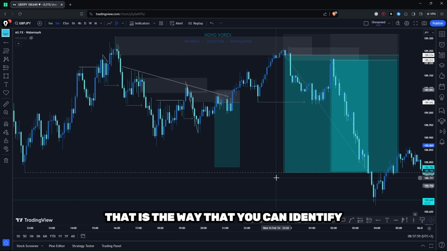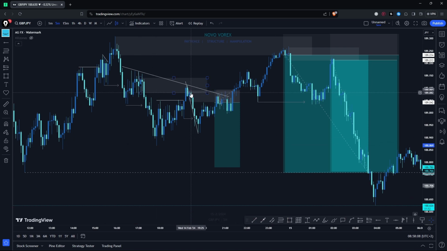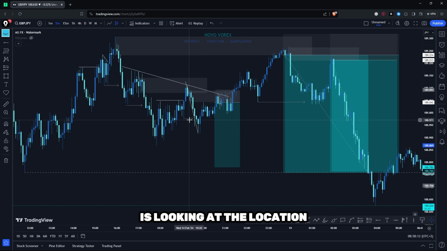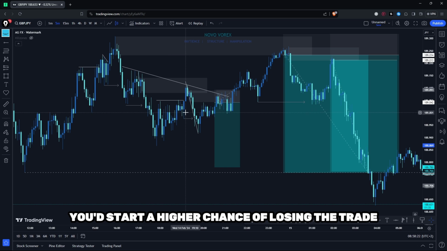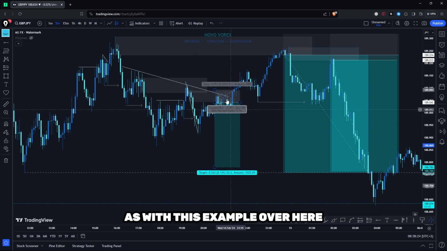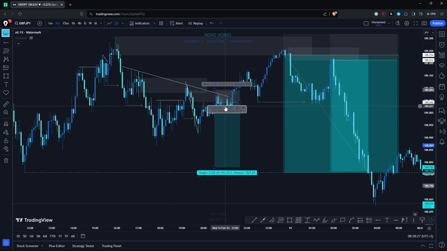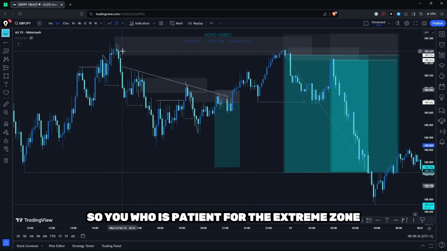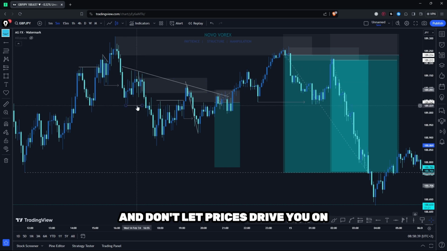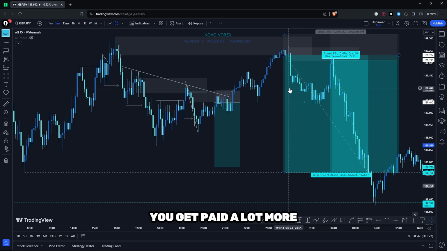So guys, that is the way that you can identify the highest probability setups. It's not just by looking at the liquidity and looking at that strong impulsive move. It's looking at the location where this model is even being set up, because if it is not at a zone where the extreme order block has been mitigated, you'd stand a higher chance of losing the trade, as with this example right over here. It was a very good high quality setup, but looking at it from a macro perspective, by scaling out, we can see that price does run the chance of coming to this extreme zone. So you who are patient for this extreme zone and don't forget about it and don't let price drive you on, you will end up seeing that you get paid a lot more.